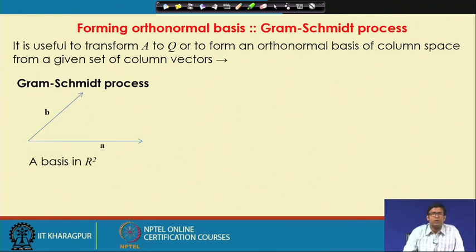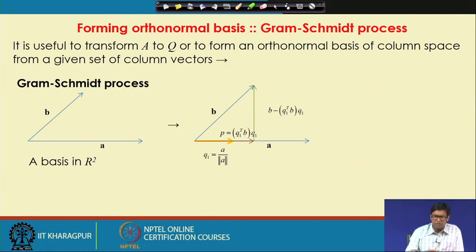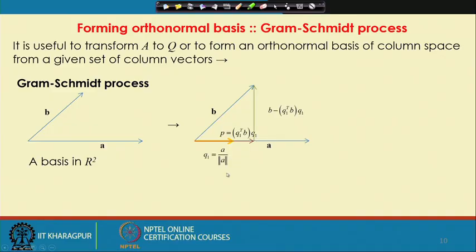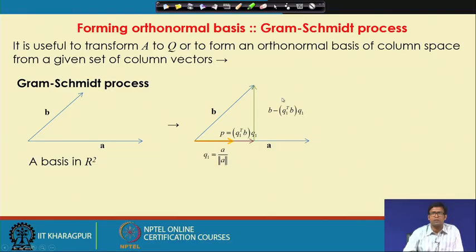So, we have basis vectors A and B in R2 which are not orthogonal. What do we do? We get a unit vector out of A, because our target is to get an orthonormal basis. So, we divide A by its length and get a unit vector q1. We project B onto A, and since q1 is the unit vector, the length is preserved. So, p becomes q1 transpose B q1, because q1 is the unit vector along A, so the projections along A and along q1 are the same. The left out part is B minus q1 transpose B q1.